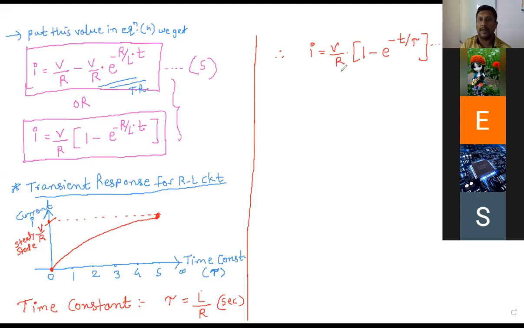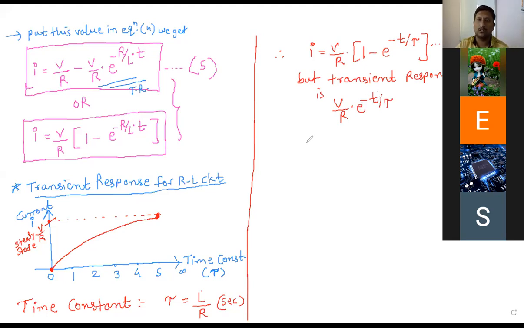You can take it, but transient response only, we are not including here. Steady state response is V by R. Transient response is minus V by R into e raised to minus t divided by tau.